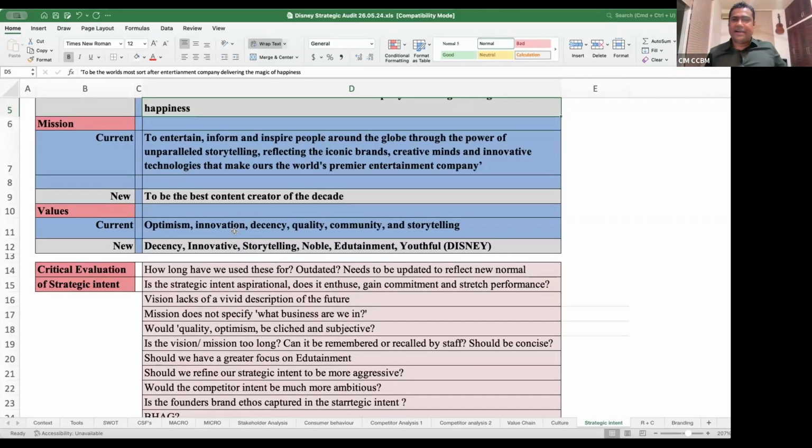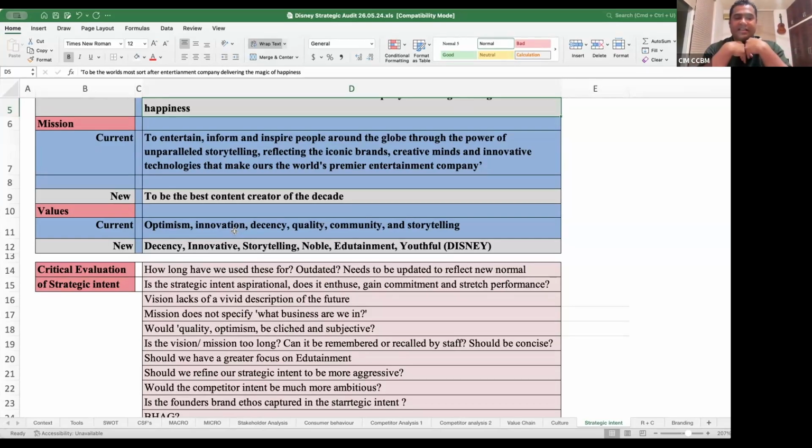Like that song, Let It Go. That's very, very strong content. If you look at that movie, the characters and the song, children are crazy about it. Not only children, adults are also crazy about it.